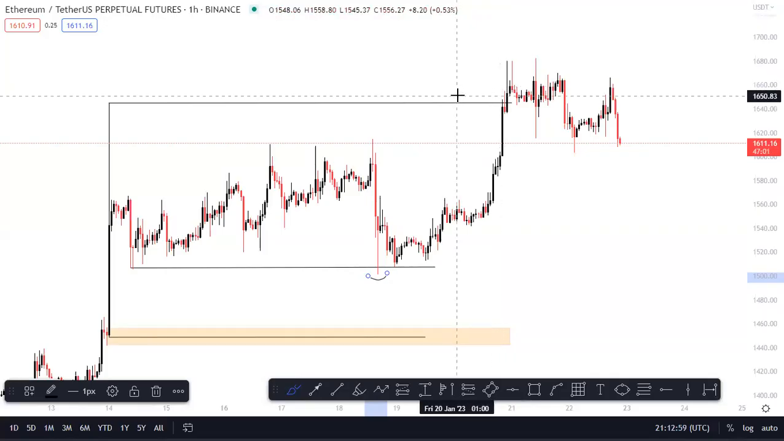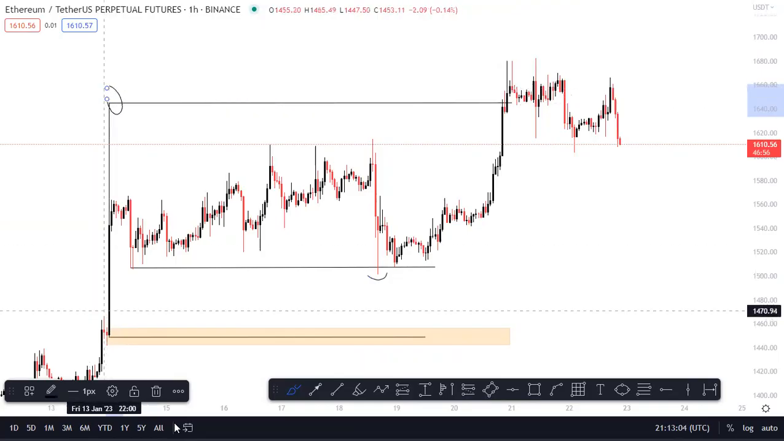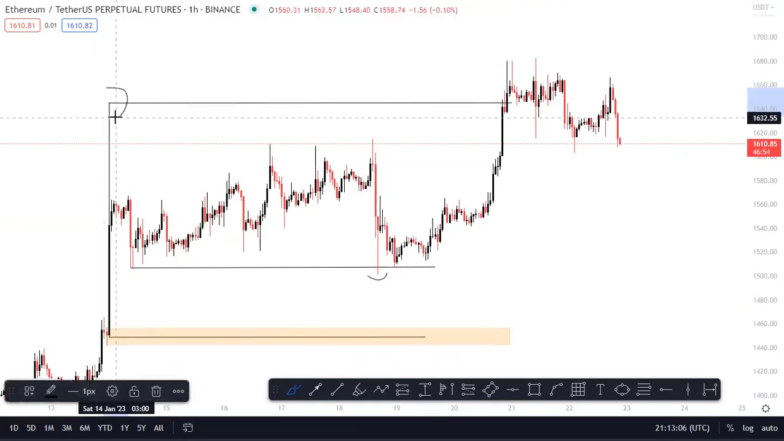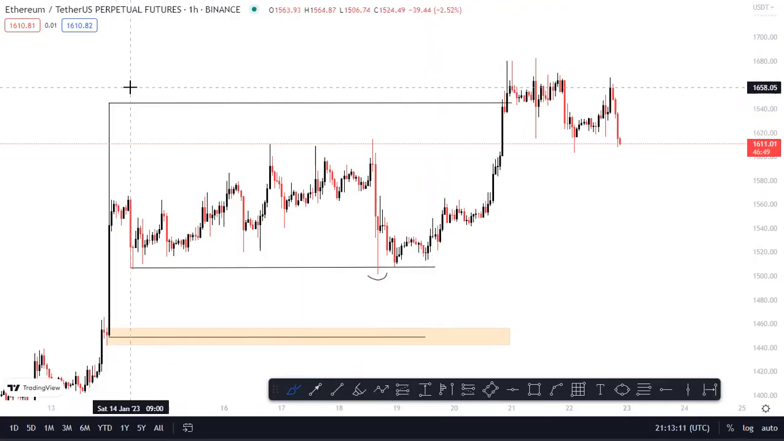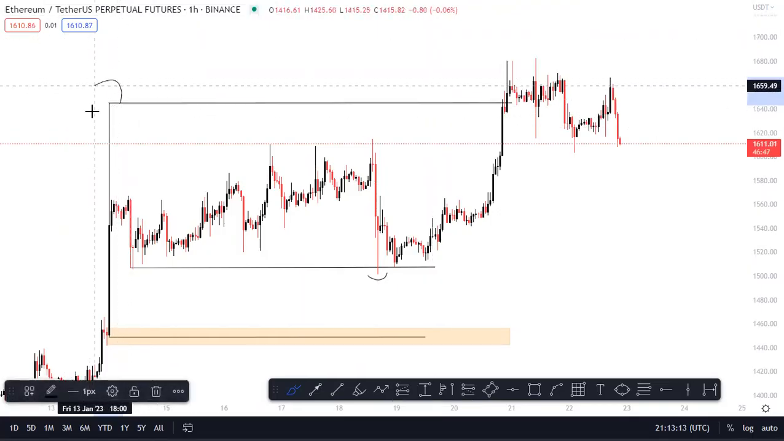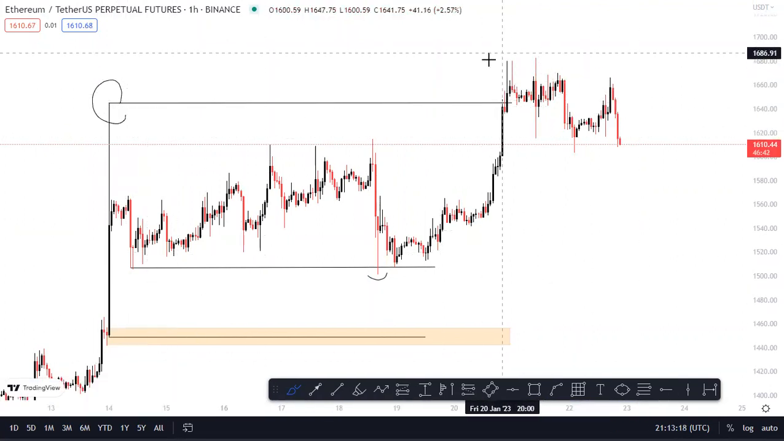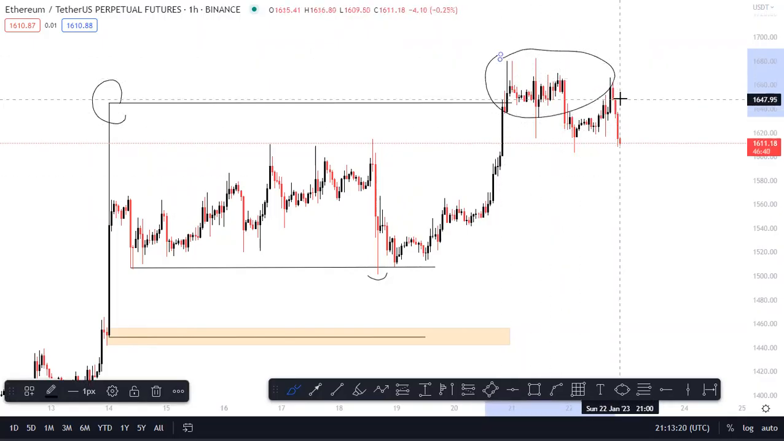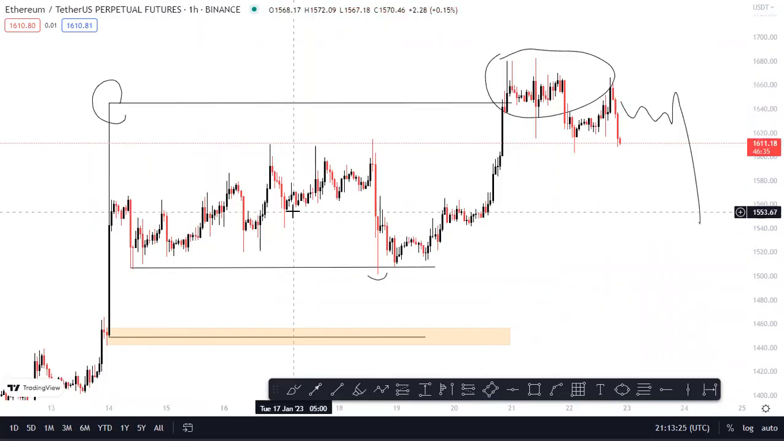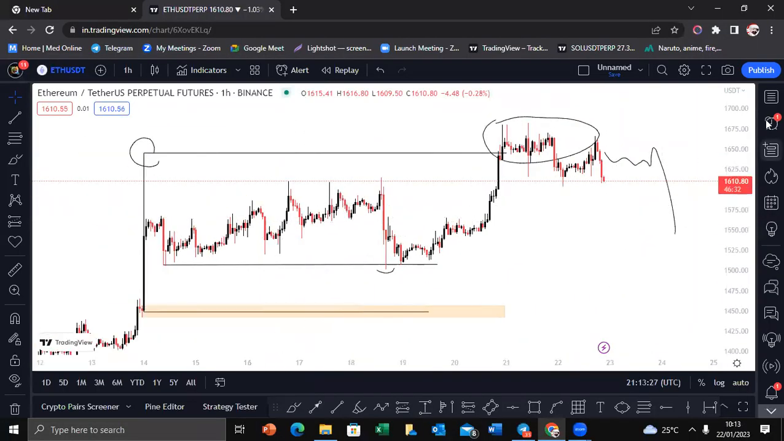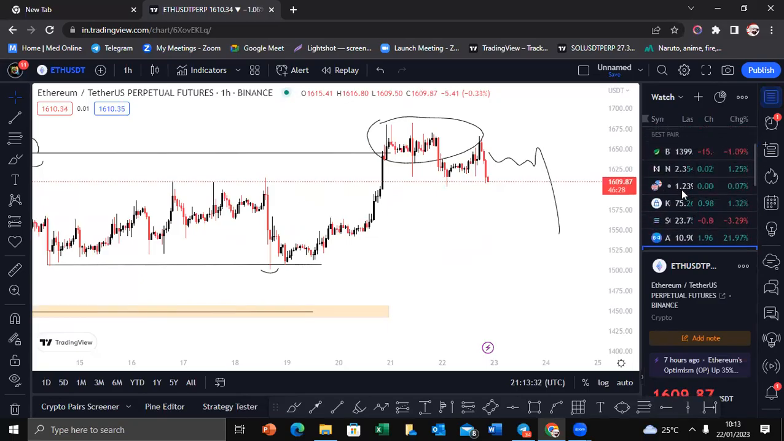And when price took out this high here, at this point, which is the thing you're seeing here, we started selling. Same scenario applies. Let me go back to BTC.